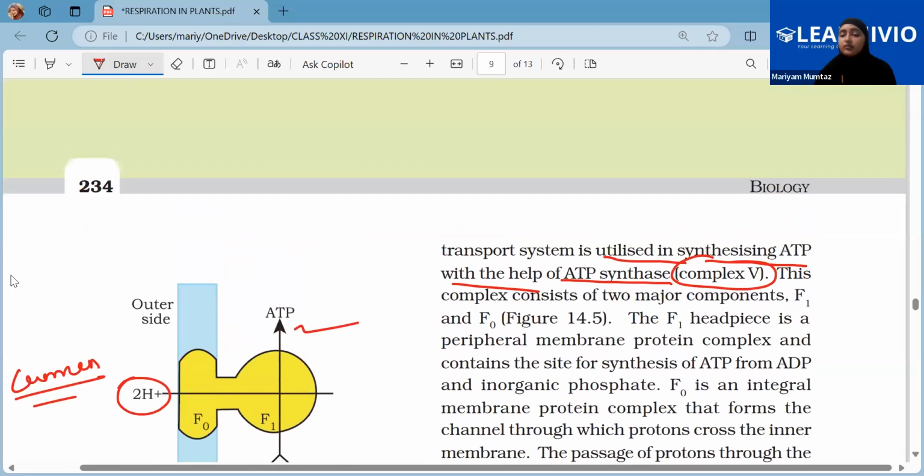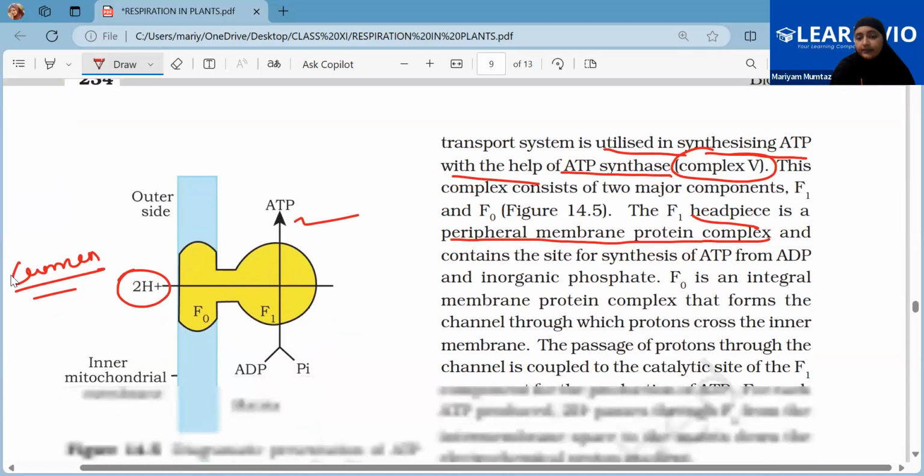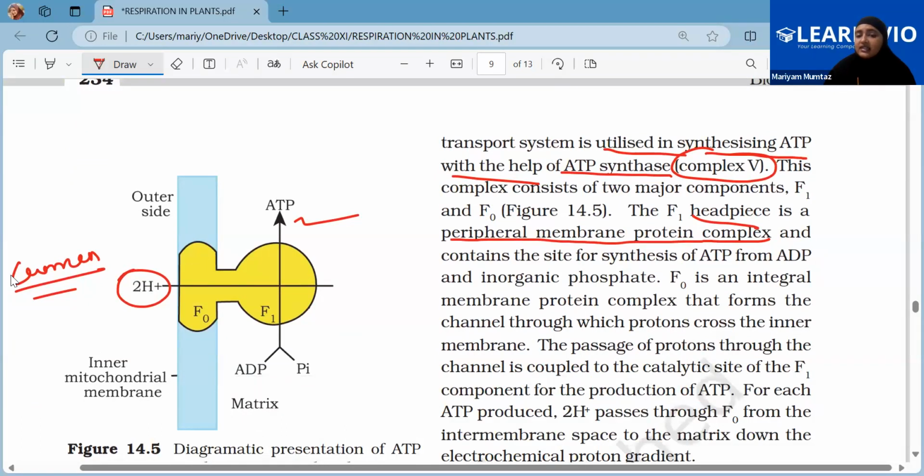Now, F1 is known as the head piece. It is a peripheral membrane protein complex. We know that proteins are of two types, peripheral and integral. So F1 is the peripheral membrane protein, and it contains the site for synthesis of ATP from ADP and inorganic phosphate. F0 is an integral protein. It is embedded below, so it forms a channel through which the protons can pass.